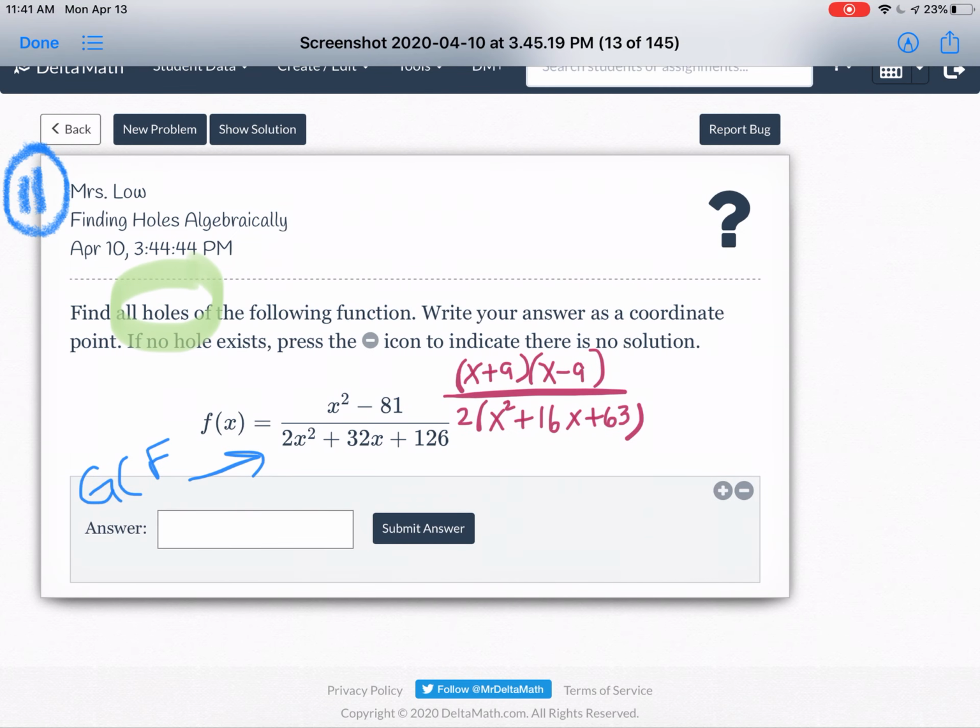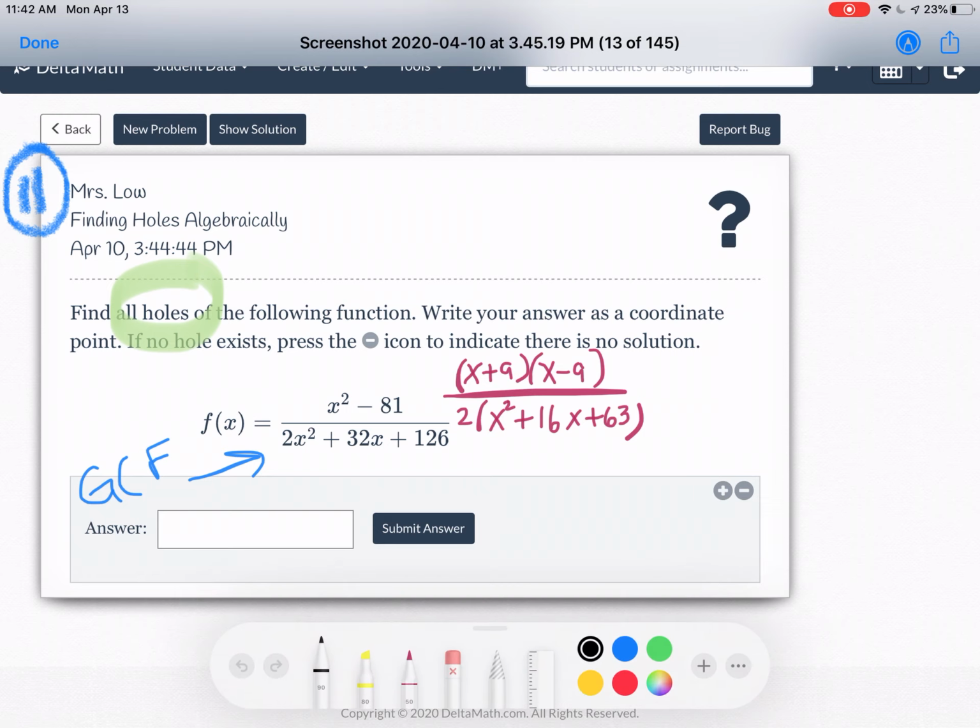Okay, so now I did another one here. Now this one does have holes. All right, so I'll find all the holes. So the procedure is the same: factor the top, factor the bottom, and then we'll look for common factors. And then they want us to write it as a coordinate point, so we'll go through that as well.